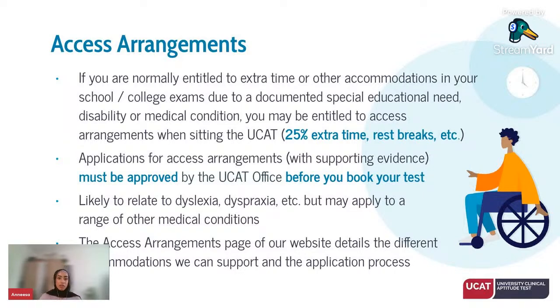So you'll need to provide supporting evidence, and UCAT official will then approve your application depending on whether it meets their criteria. Some of the access arrangements might be due to dyslexia or dyspraxia or a range of other medical conditions. It's considered on a case by case basis. So if you have any questions or have any doubts, it is worth applying and just seeing what UCAT official have to say. If you want more information on access arrangements, on the UCAT website they have a load of details and FAQs that you might want to have a read.